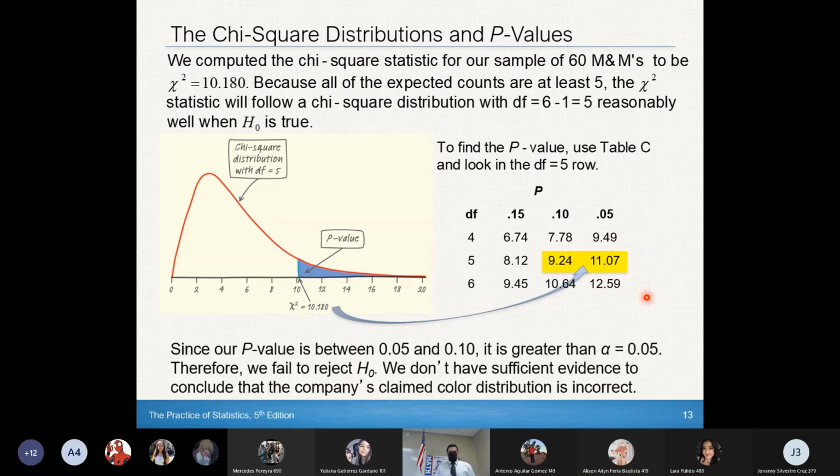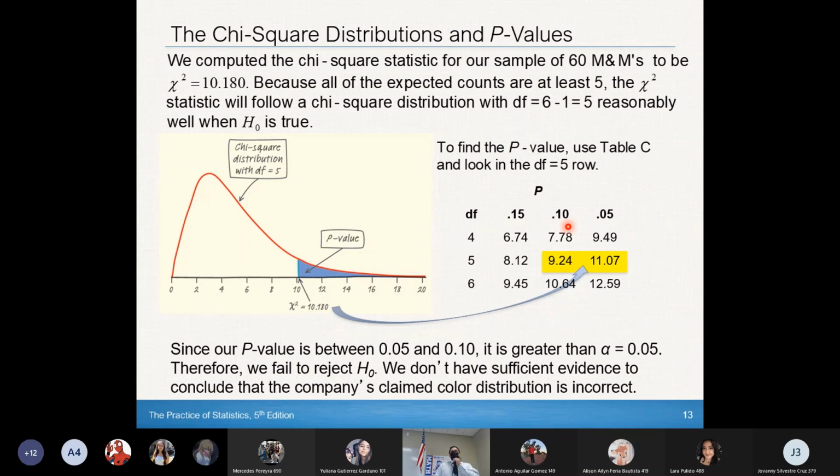Our p-value is between 0.05 and 0.1. It is greater than alpha equaling 0.05. Now remember, we use alpha equaling 0.05 as our significance level when one isn't stated for us. Nowhere in this problem did they tell us what significance level to use, so we automatically default to using alpha equaling 0.05. That's why it's being used here, and that's always just going to be the default if one is not provided. Therefore, we fail to reject the null hypothesis. We don't have sufficient evidence to conclude that the company's claimed color distribution is incorrect.